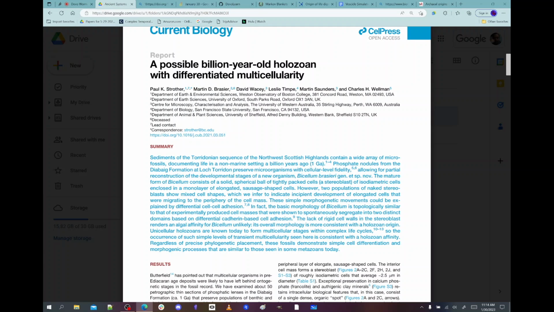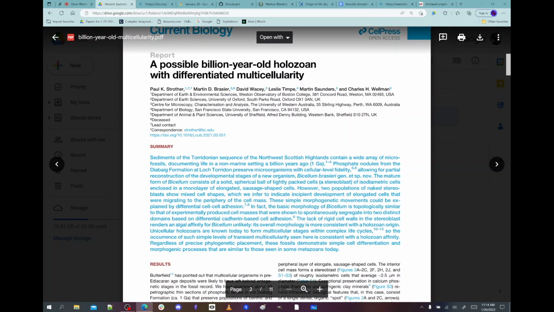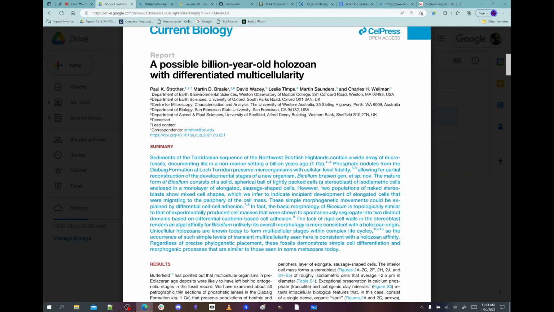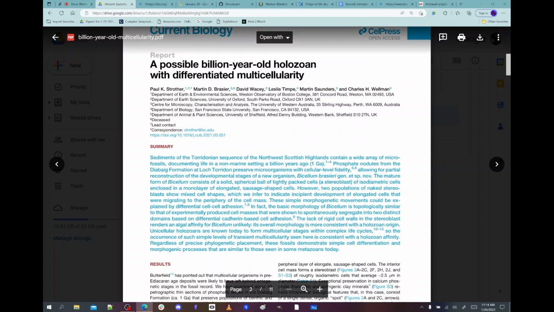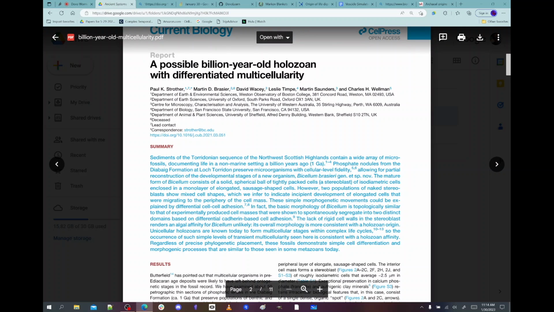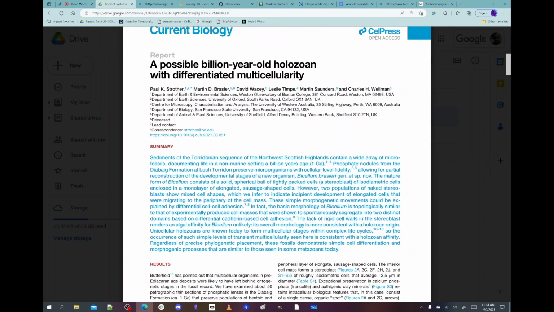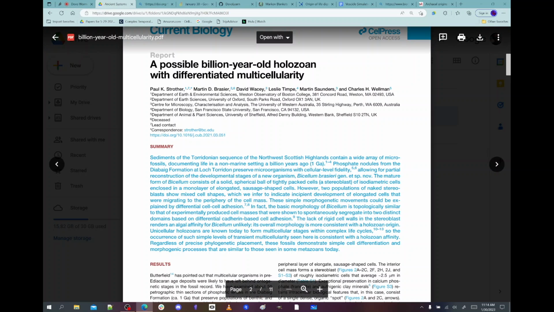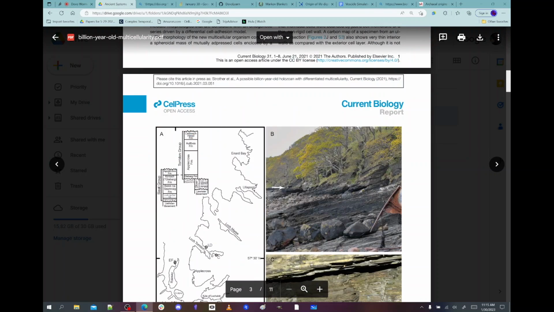The lack of rigid cell walls in the stereoblast renders an algal affinity for Bicellum unlikely, since its overall morphology is more consistent with a holozoan origin. Unicellular holozoans are known today to form multicellular stages within complex life cycles. So the occurrence of such simple levels of transient multicellularity seen here is consistent with a holozoan affinity. Regardless of precise phylogenetic placement, which means where it is in the tree of life, these fossils demonstrate simple cell differentiation and morphogenetic processes similar to those seen in metazoans today. So this is similar to animals.